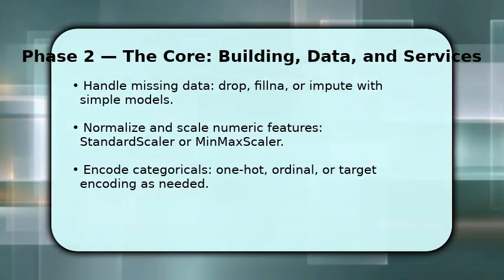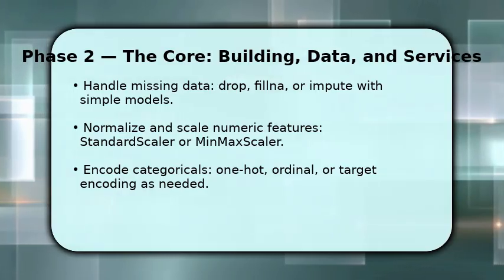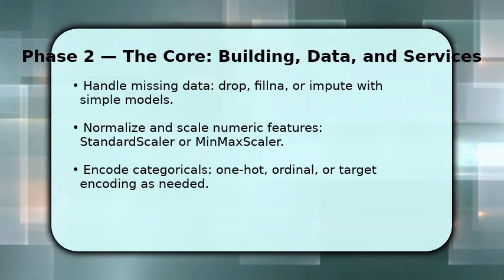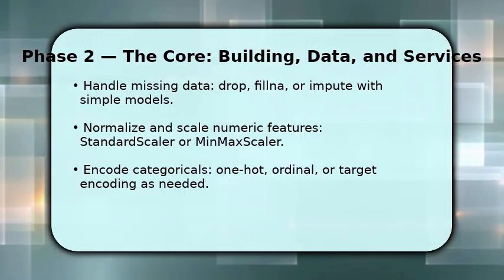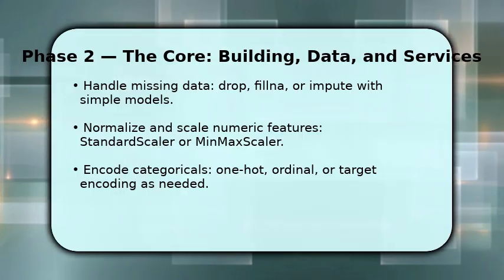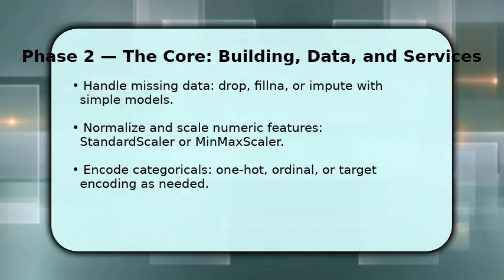Next, normalize or scale numeric features so models converge reliably. Use StandardScaler or MinMaxScaler as appropriate. Then, encode categorical variables. One-hot for low cardinality, ordinal when order matters, or target encoding for high cardinality features.